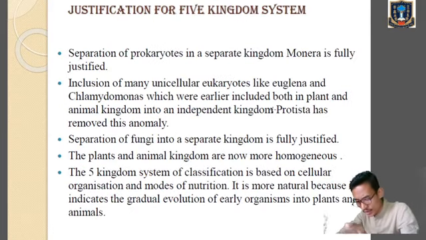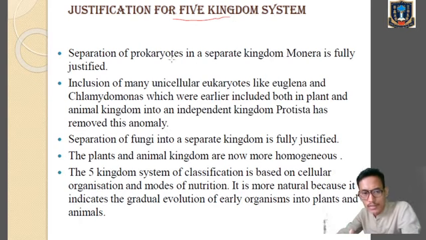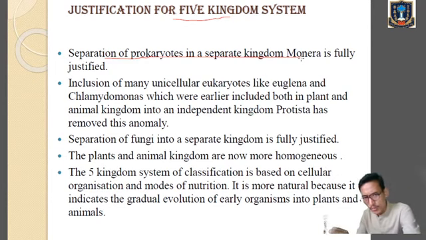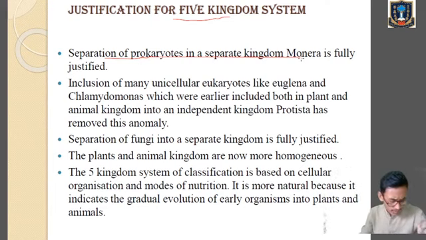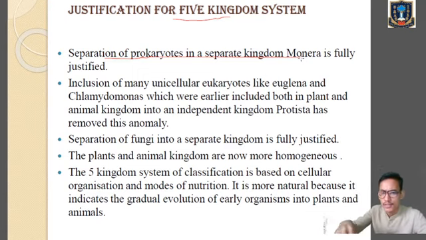So we have finished the characteristics of the five kingdoms under the five kingdom system of classification. Now we will justify the five kingdom system. How can we justify it? We can justify this because of the separation of prokaryotes into a separate kingdom, Monera. So the placement of prokaryotes in a separate kingdom Monera is fully justified.